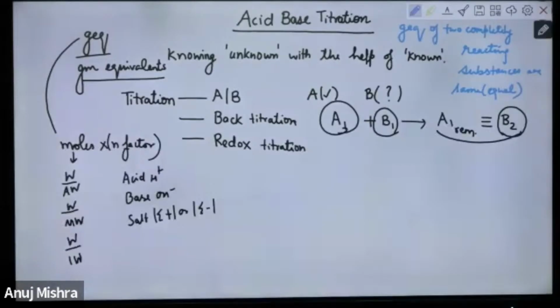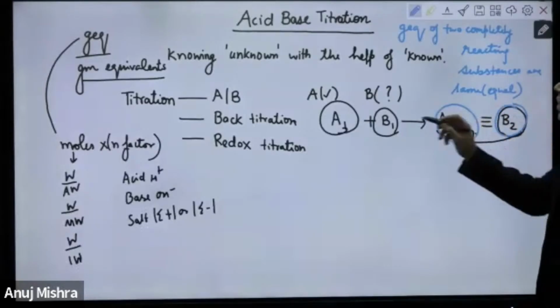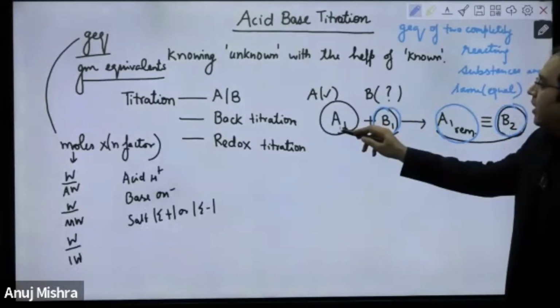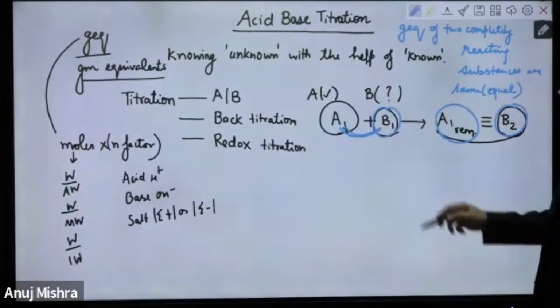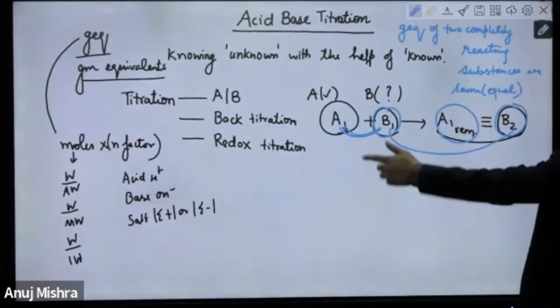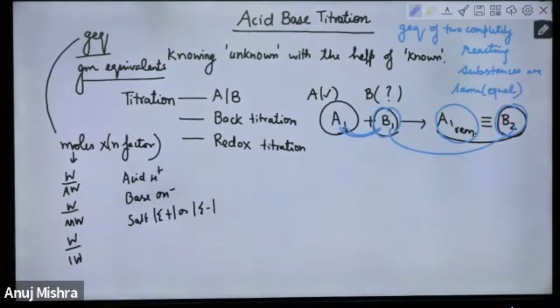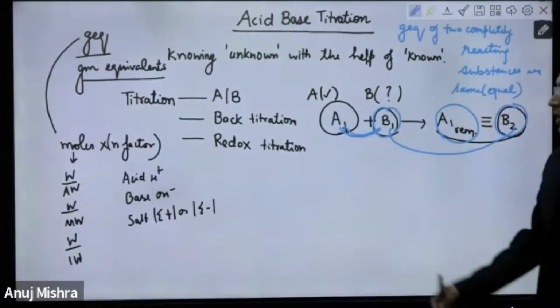A and B reacting, so gram equivalents क्या होंगे? Same होंगे. So you're reacting A1 plus B1, giving A1 remaining. ऐसा केस बनता तो क्या बोलोगे आप? Remaining A1 requires B2. Okay. Initially, reacting A1 is equal to B1. अब सोचो B1 B2 together लेके आ जाओ तो क्या हो? Total A के बराबर हो जाए. Is that okay? Third thing can be redox.